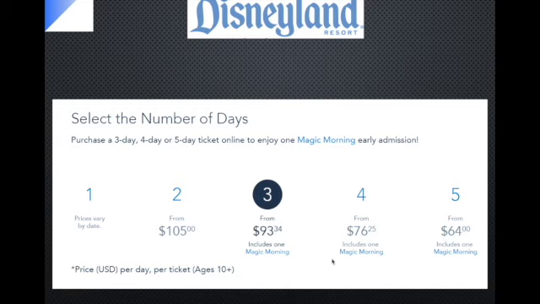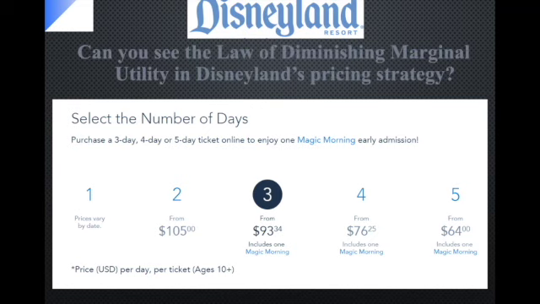Again, here you can see it with Disneyland, different prices. So 3, 4, 5-day tickets, they also add that magic morning. You can see this is per day, right? They actually show you that if you go for 2 days, it's $105 a day. But if you go for 5 days, it's only $64 a day. Again, that's a way of encouraging people to come for those additional days because it's not as satisfying the longer that you're there.